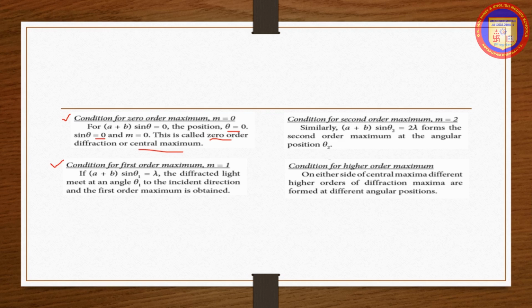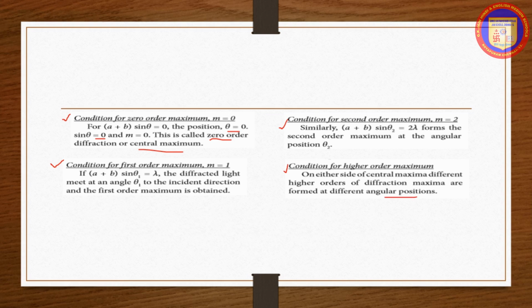Condition for first order maximum, m equal to 1, then (A plus B) sin theta 1 is equal to lambda. The diffracted light meets at an angle theta 1 to the incident direction, and the first order maximum is obtained. In the same way, for the second order, we can do the condition for the higher orders. The maxima of different higher orders of diffracted maximum are formed at different angular positions.